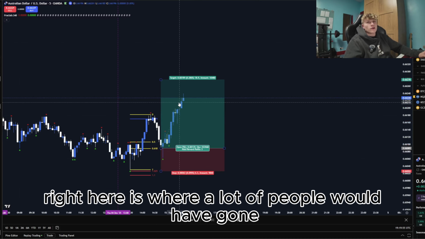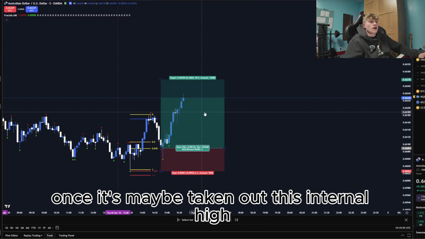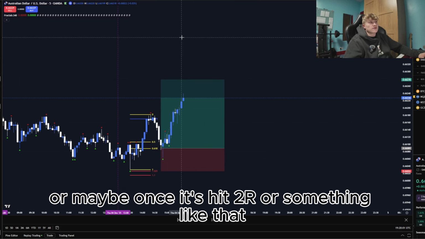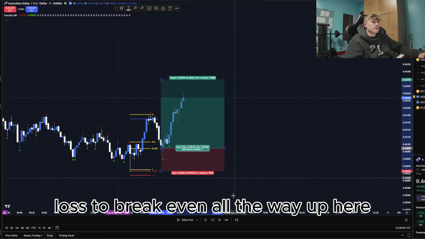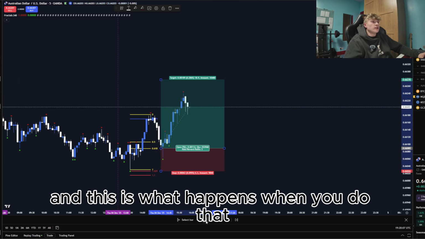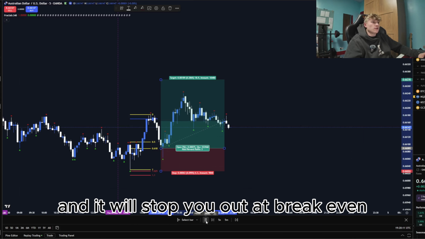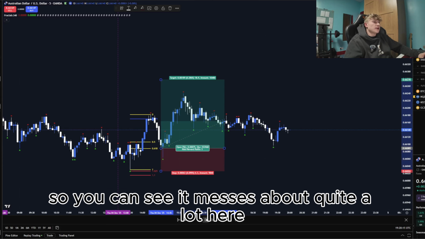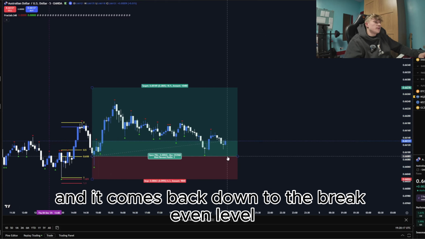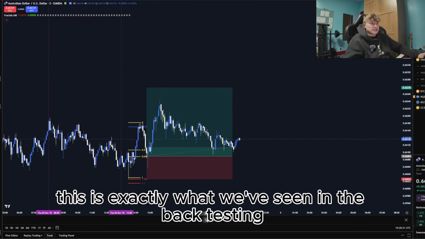Now, right here is where a lot of people would have gone break even. A lot of people, once it's maybe taken out this internal high, or maybe once it's hit 2R or something like that, would have moved their stop loss to break even all the way up here. And this is what happens when you do that a lot of the time. Price will come back down and it will stop you out at break even when we get the tap all the way through. So you can see it messes about quite a lot here, and it comes back down to the break even level.